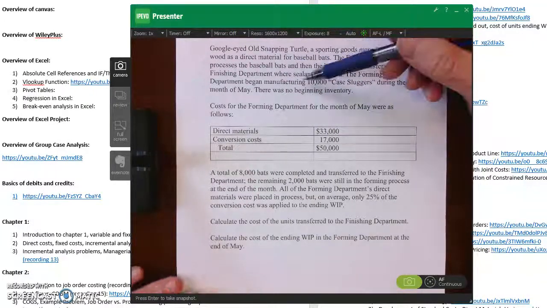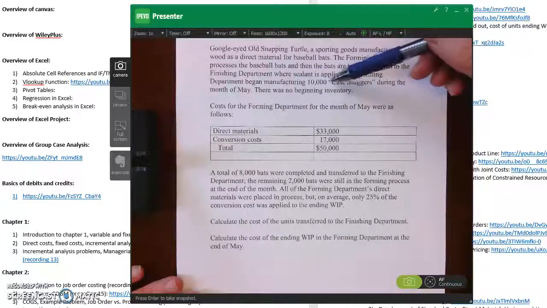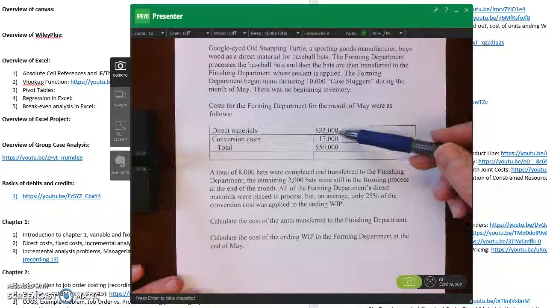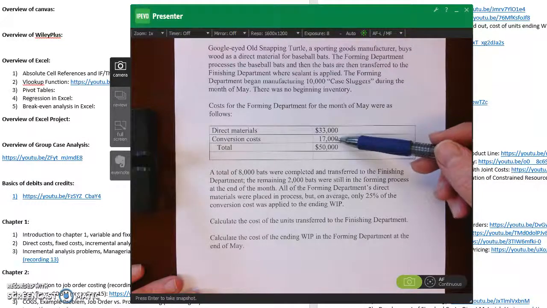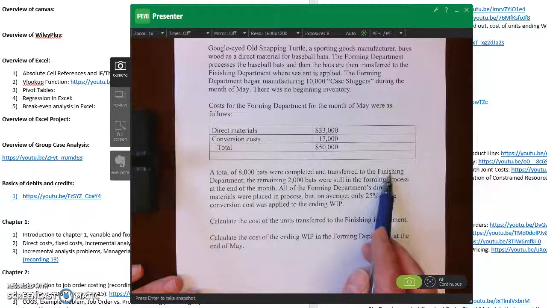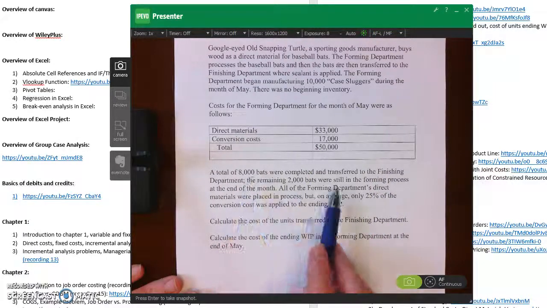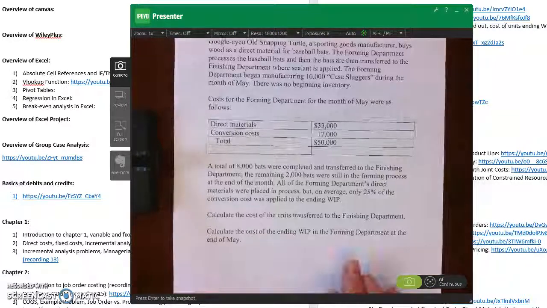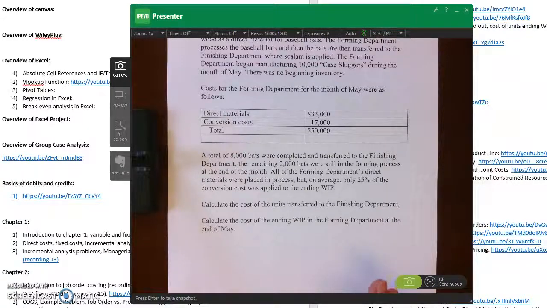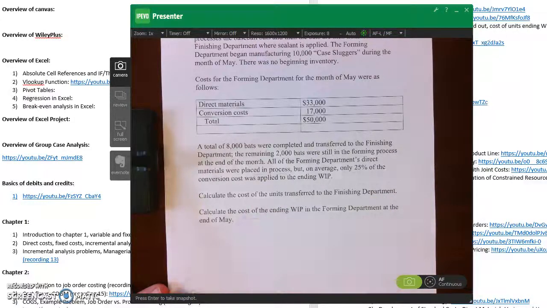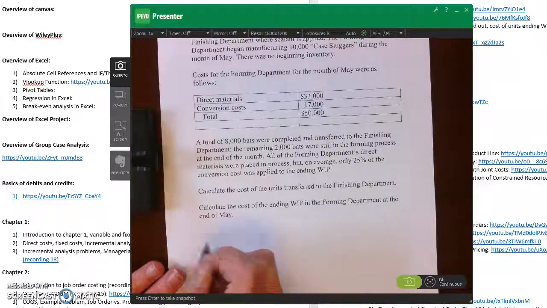Okay? The forming department began manufacturing 10,000 baseball bats. Okay? They had no beginning WIP. Here's their cost. Materials costs, and then conversion costs. Total of 8,000 bats were completed and transferred to finishing. Of the remaining 2,000 that were in ending WIP, right? All of the direct materials were in process, but on average, only 25% of the conversion costs had been applied to ending WIP. Okay? So calculate the cost of the units transferred out, calculate the cost of ending WIP. Okay? So I'll go ahead.